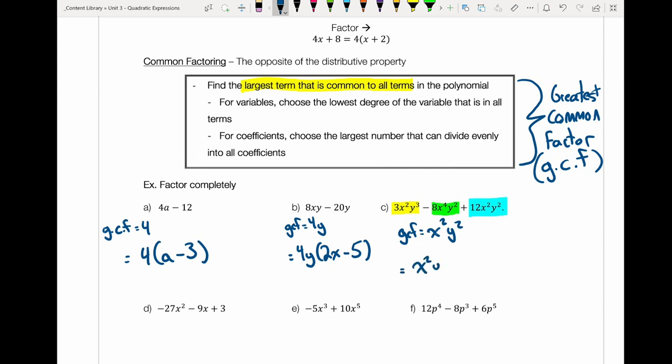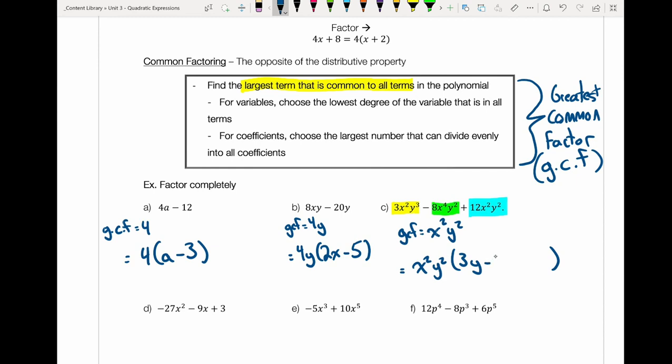So now that I know what my greatest common factor is, when I factor, that's going to go on the outside of my brackets, and now I need to know what goes inside. So I can divide every term by this greatest common factor. So 3x squared y cubed divided by this: 3 stays the same, or 3 divided by 1 is 3. The x squareds cancel out, and I'm left with a y. So it is going to be important to remember your product and quotient rules. Remember, if you're dividing powers with the same base, you subtract the exponents.